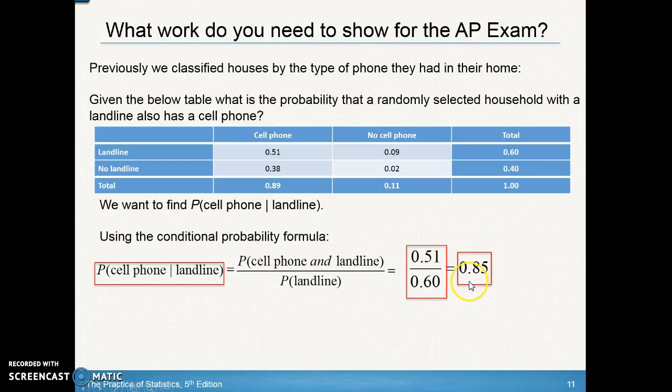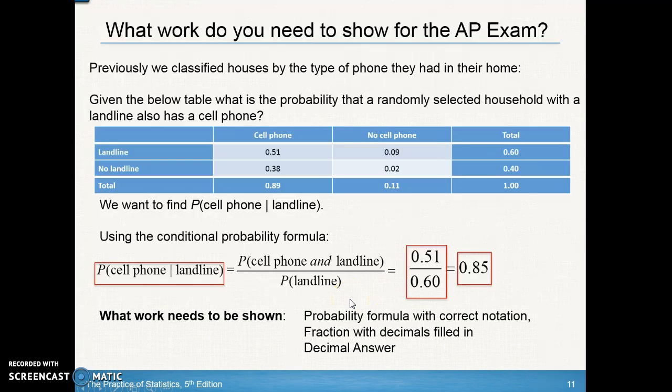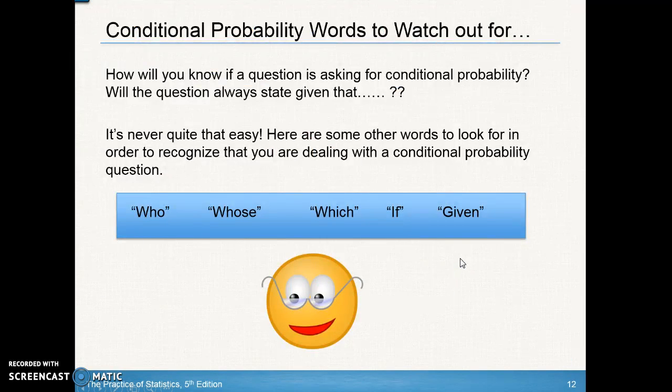Get the actual probability. Okay, so what work needs to be shown? Your probability formula with correct notation, the fraction with the decimals filled in, and then your decimal answer. All right, so we briefly talked about the last question, and it doesn't state given that you have a landline. The question is not always going to state given that you have a landline, what's the probability that you also have a cell phone. So it's never going to be quite that easy.